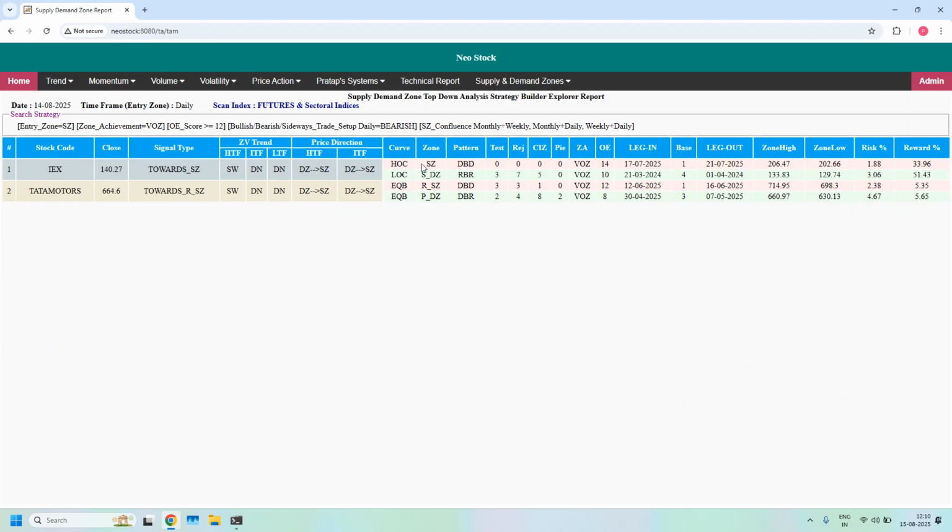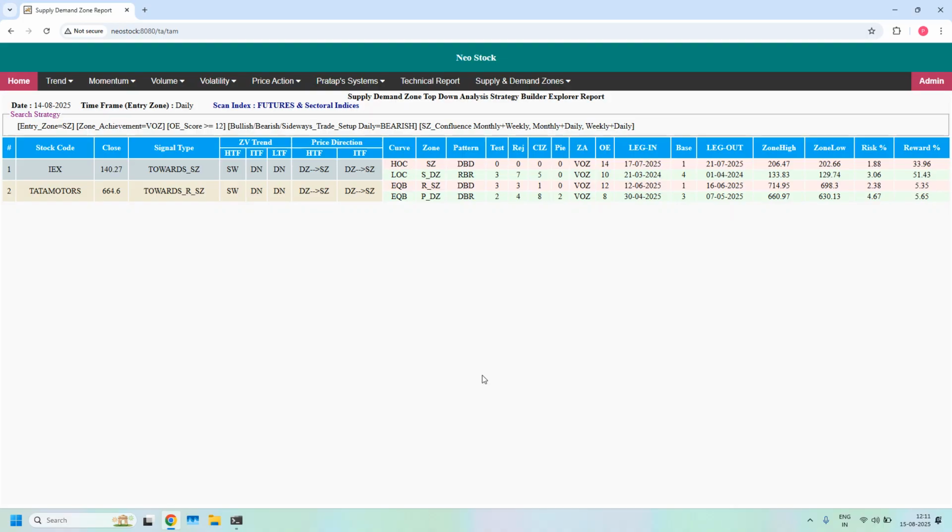In these 2 stocks, all these daily supply zones overlapped with weekly supply zone, both together again overlapped with monthly supply zone. But monthly trend is sideways. Sideways trend, EMA confluence does not give any advantage. So, this is about bearish trade setup for monthly income trade. So, we have completed monthly income trade report generation.